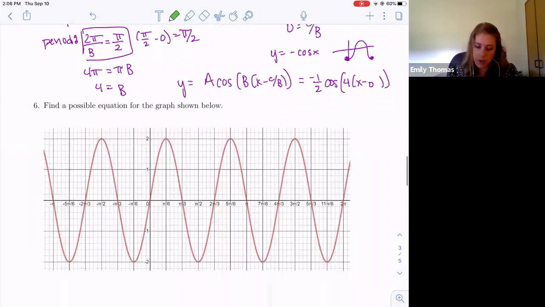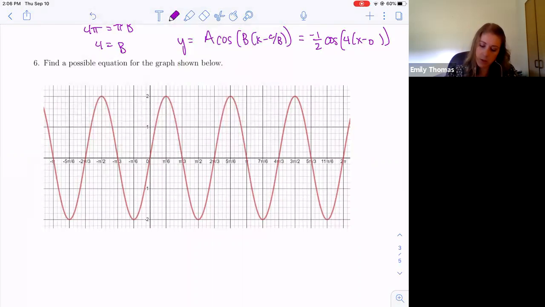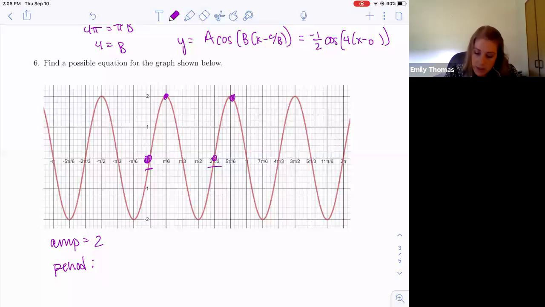Okay, let's do one more example. Let's look at this one. The amplitude is 2. The period, again, we want to look for a complete cycle. So you can look peak to peak, x-intercept to x-intercept. Again, if 0 is an option, that's going to be easier to use, right? 2 pi over 3 minus 0 is just 2 pi over 3. You would get the same thing if you did 5 pi over 6 minus pi over 6. That would be 4 pi over 6, which is 2 pi over 3. So we have our period is 2 pi over 3.